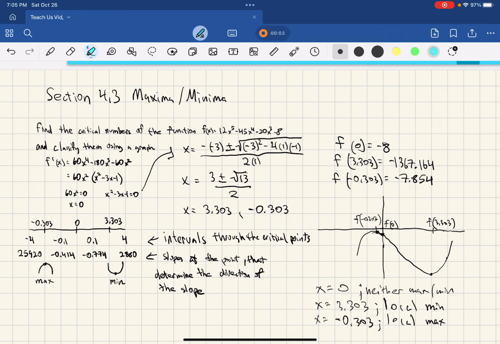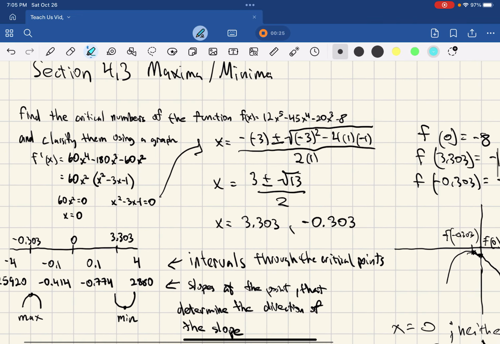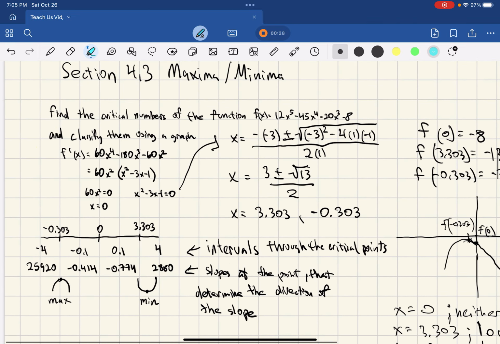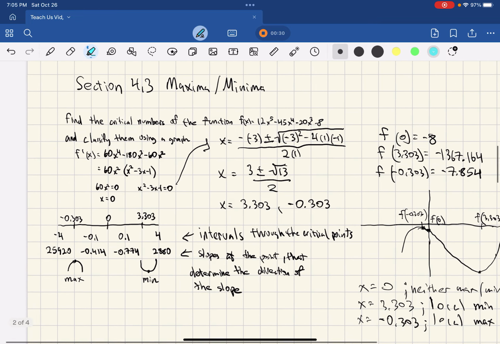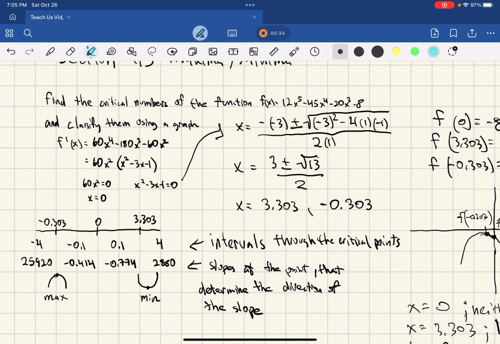Section 4.3, the maximum and minima, problem number 4. It tells us to find the critical numbers of the function f of x equals 12x to the 5th minus 45x to the 4th minus 20 times x to the 3rd minus 8, and classify them using a graph. So the first thing we do is we find the derivative of this function.